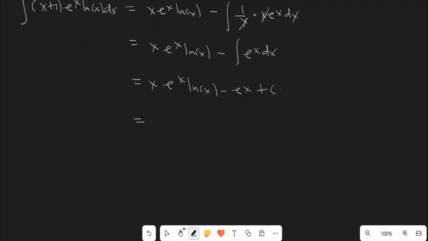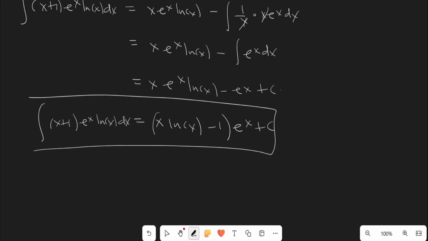I think we can do some factorization. So this one is x ln of x minus 1, all multiplied by e to the x, plus the constant of integration. So this is our integral, x plus 1 e to the x ln of x dx. So this is the value of our integral.